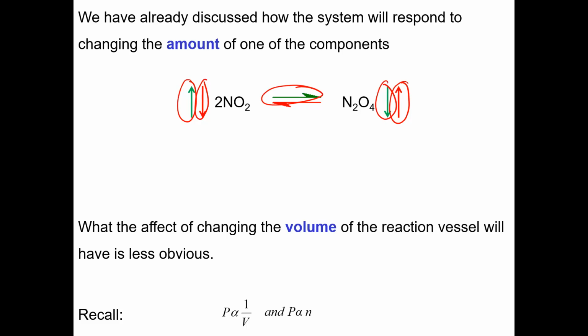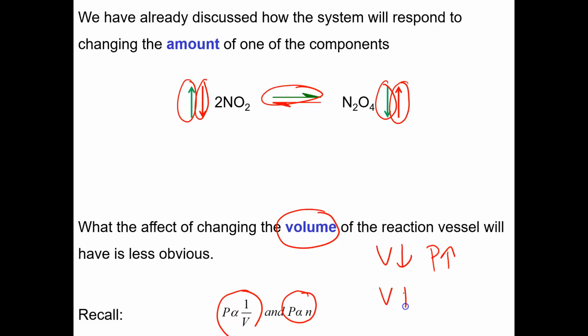Now, to understand how changing volume affects a system that's at equilibrium, we need to recognize two things: that pressure and volume are inversely related, and pressure and the amount of gas are directly related. So, as I decrease the volume, pressure will go up. As I increase the volume, pressure will go down. And as I increase the amount of gas, pressure will go up. And as I decrease the amount of gas, pressure will go down.